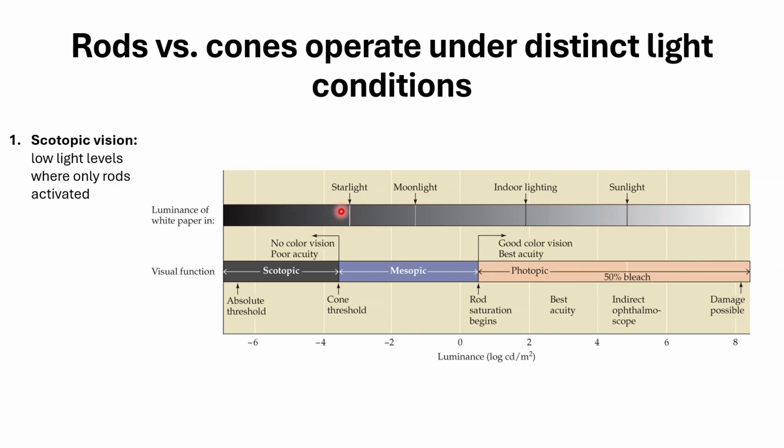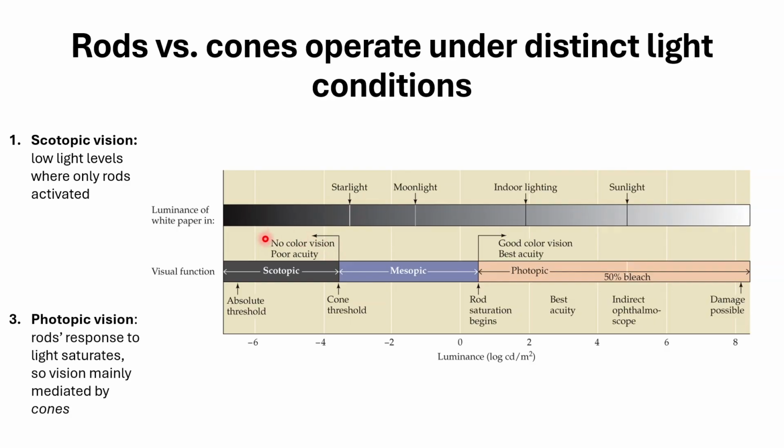Believe it or not, you can still see some things, and that's going to be entirely rod information that's giving you that information. So the next is photopic vision that I want to talk about. So photopic is going to be in this range here. And basically, at this point, the rods are largely saturated. So they are no longer really contributing much information to the visual field that we're seeing.